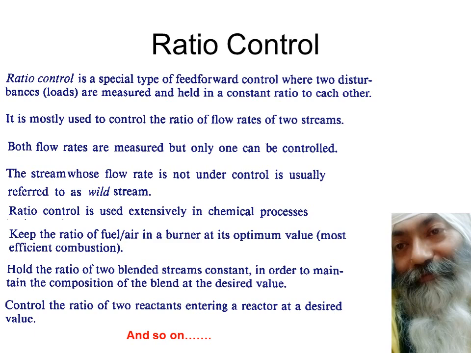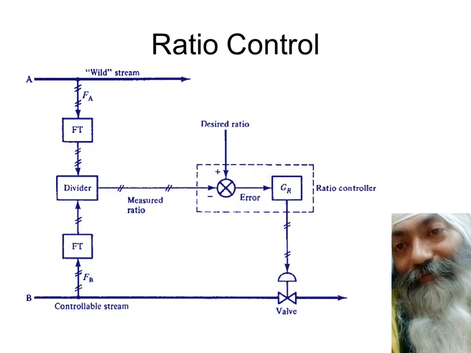So here we go with the first kind of control configuration for achieving ratio control. As you can see, you have a wild stream. Why is it called a wild stream? Because it may increase or decrease, and we are not going to change this. This is a controllable stream. It also increases or decreases, but this is controlled. We can open the valve, we can close the valve in such a manner that the ratio of A to B always remains constant.